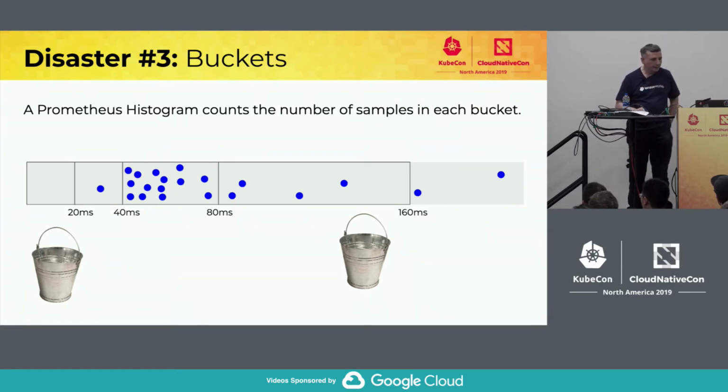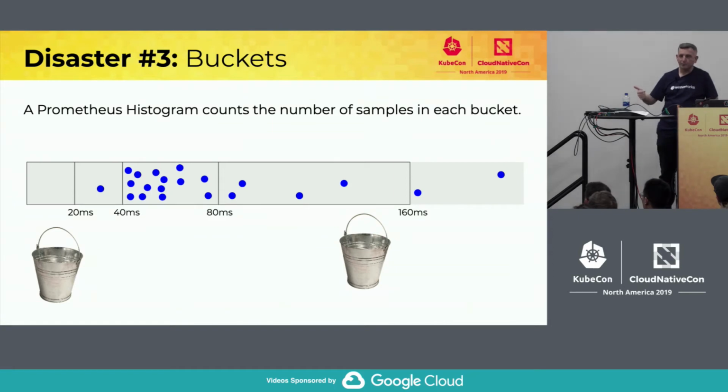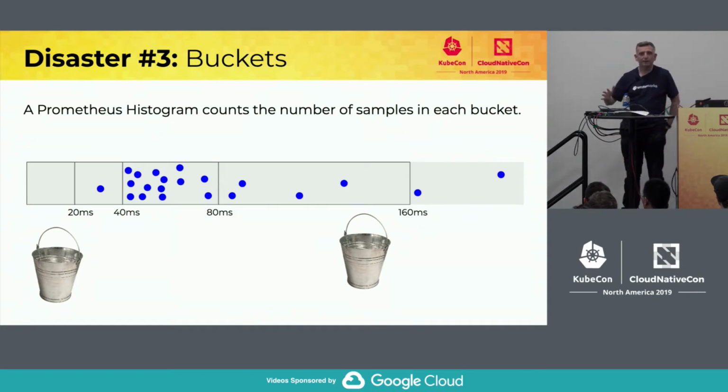So in my first picture here, I have a bucket for everything up to 20 milliseconds. There actually weren't any of those in this example. Everything up to 40 milliseconds, there was one of those. Everything up to 80 milliseconds, a bunch of dots in that bucket. Everything up to 160 milliseconds, and everything above that. So that's five buckets in the histogram definition I'm using for this example.